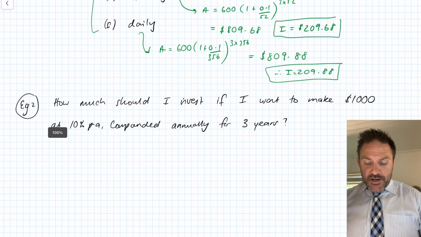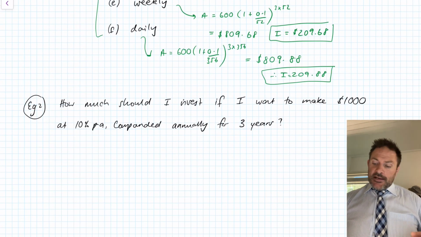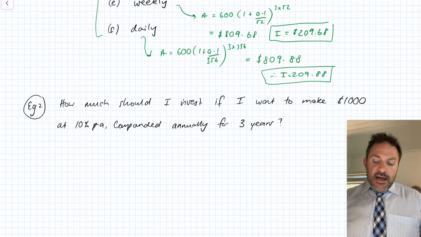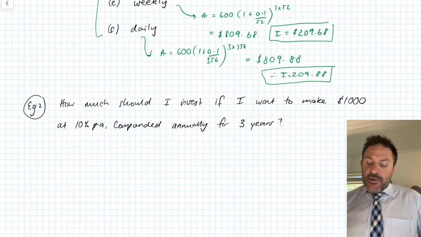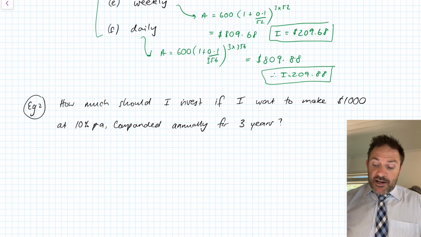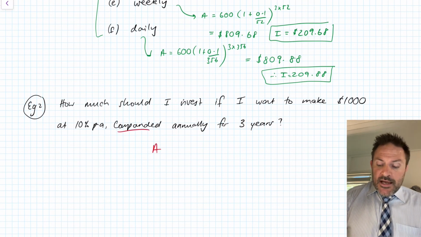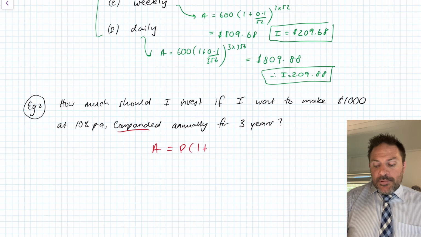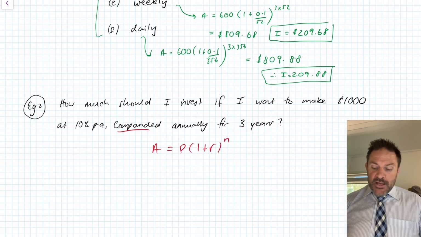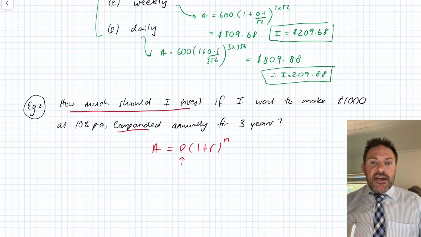If I look at this last question, this is a bit more challenging. Let's just do it on the fly. How much should I invest if I want to make $1,000 at 10% per annum compounded annually for 3 years? All right, this is a slightly harder question. I consider the word compound. A equals P brackets 1 plus R to the power of N. Now, this is slightly different. It says, how much should I invest? Which means I need to find the P value.